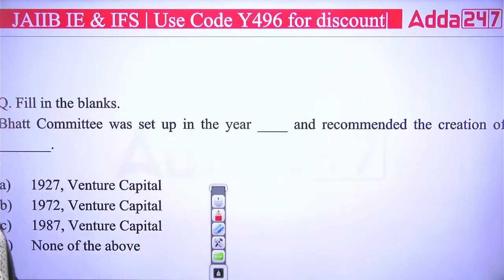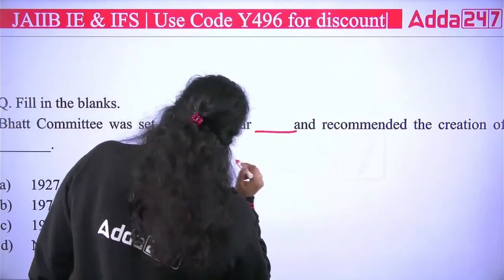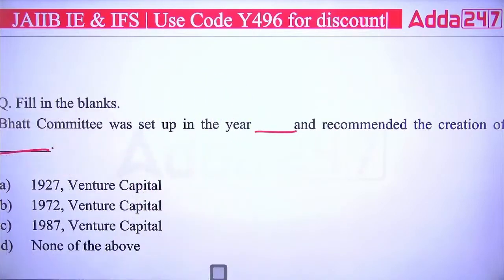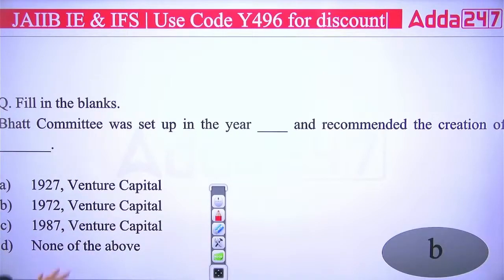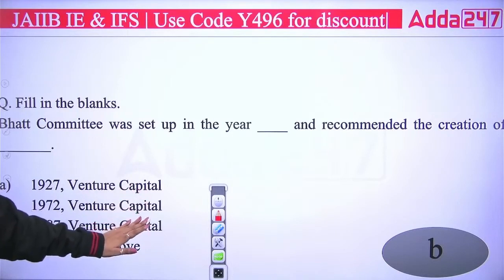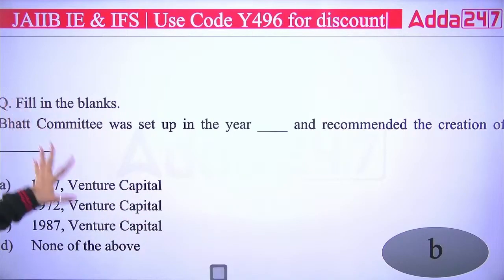Now next question, very simple: the Bhatt committee was set up in the year dash and recommended the creation of dash. So we have just discussed this particular question in today's session. So let me know which of the following is correct. A, B, C or D. Okay, so actually the right answer is, it was introduced in 1972 and it was introduced for what? For the venture capital. They recommended to develop the venture capital. It means the right answer is B. So the year is 1972 and the recommendation given for venture capital and the committee is Bhatt committee. And do remember all these 3 things.